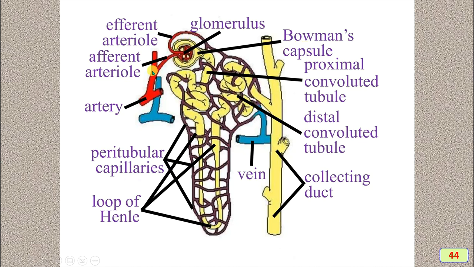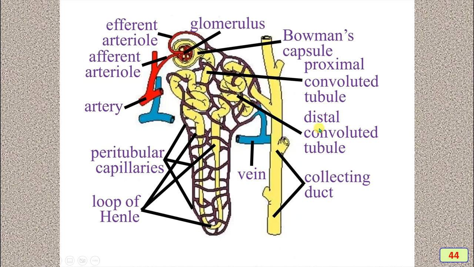capsule. Then the structure up to this point is called the proximal convoluted tubule, and on the next side, it is called the distal convoluted tubule, and the loop of Henle, one limb is descending and one is ascending, and the peritubular capillaries always surround the loop of Henle and the proximal and distal convoluted tubules, and they are going to end up in the collecting duct.